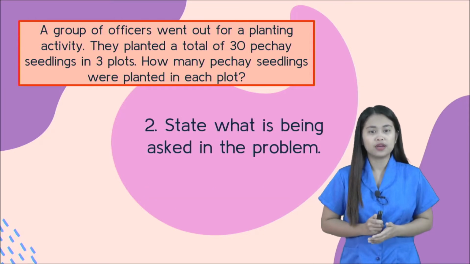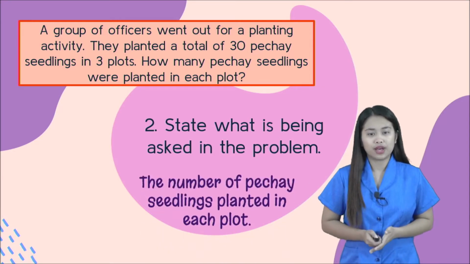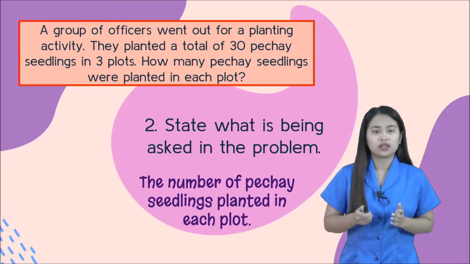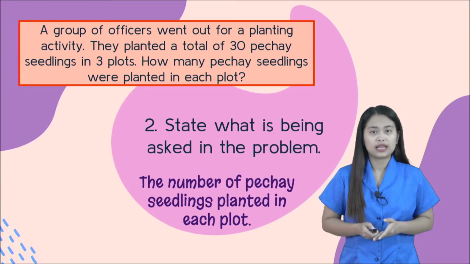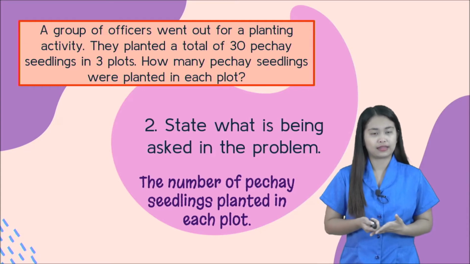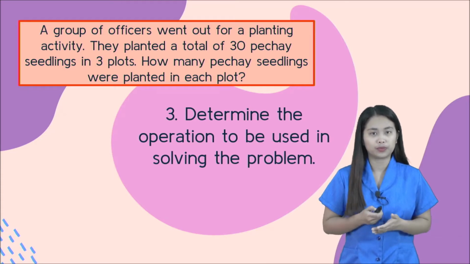Next step, we have to state what is being asked in the problem. This is the question from the word problem. So it is the number of petchay seedlings planted in each plot. As you can see, the question is how many petchay seedlings were planted in each plot. That's why our problem is like that.